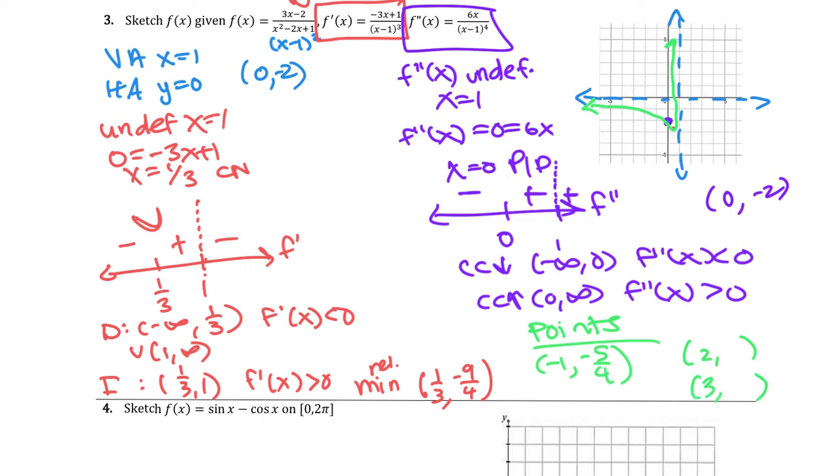Well, if we plug in 2, we're going to end up with 4. If we plug in 3, we're going to end up with 7 over 4. So we're going to have points that look like this. And we know that our graph is approaching both of those asymptotes, that it's decreasing over this entire interval, and that it's concave upward over this entire interval.